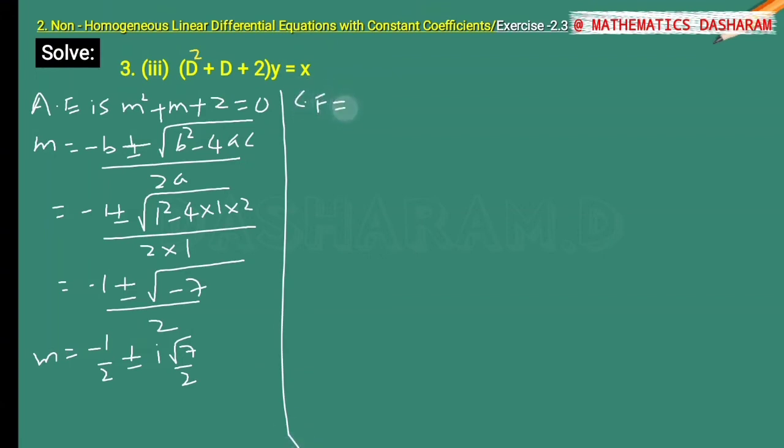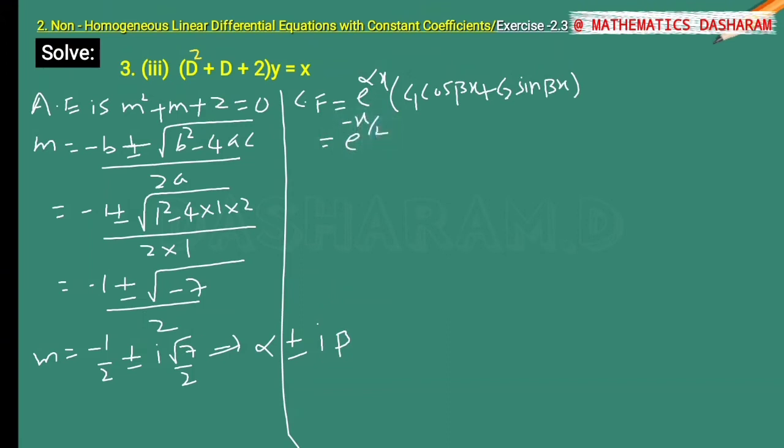So for complex roots, the complementary function is e to the power of alpha x into c1 into cos beta x plus c2 into sin beta x. Here let's compare with alpha plus or minus i beta. So then e to the power of alpha value minus 1 by 2, beta value root 7 by 2, into c1 cos root 7 by 2 into x plus c2 into sin root 7 by 2 into x.